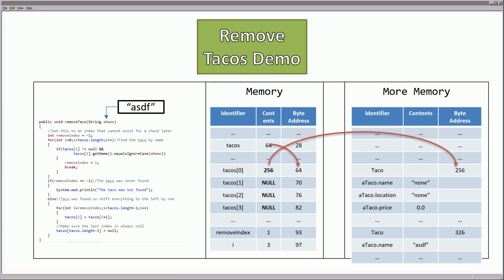Now, most importantly, notice this. We have the memory address to this taco right here. However, we have lost the reference to this taco that we're removing. As Java is a memory-managed language, it has a mechanism called a garbage collector. If we cannot reference this object in memory, it's deleted.